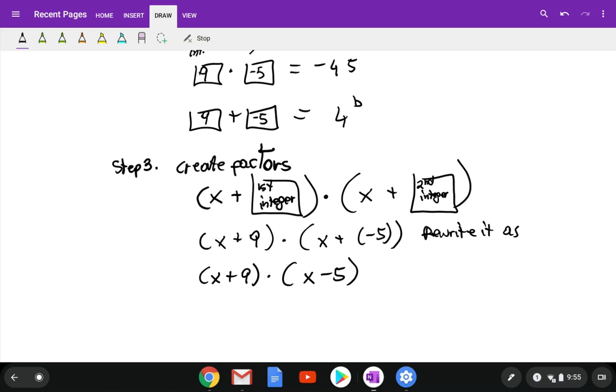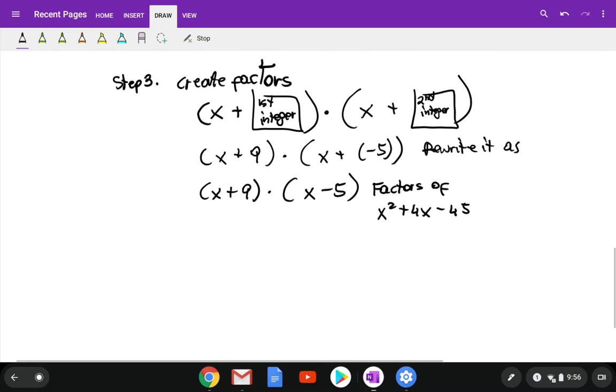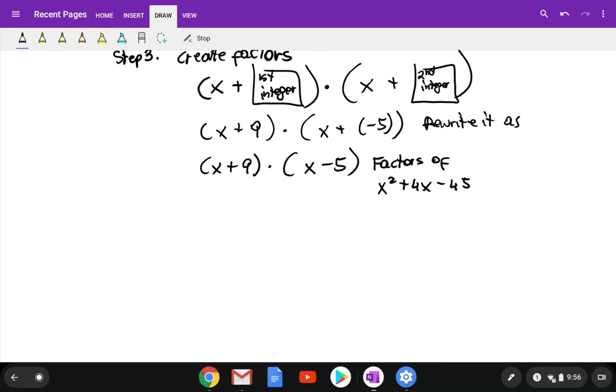Okay, and we have it. Those are the factors of x squared plus 4x minus 45. You can always check your work, and if you have time. I'm going to skip it, but step 4 is to check your work if you're not sure, especially at the beginning.